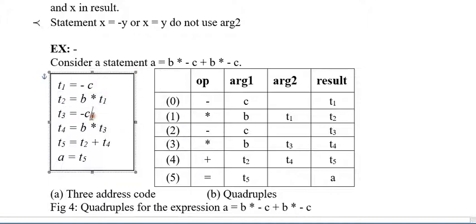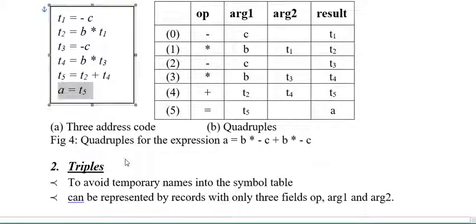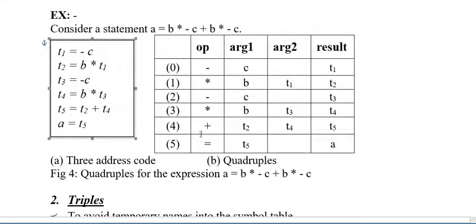Now line number 3 is the same, and then line number 4 is the same. Then the line with index 4 says the operation is plus, and the arguments are T2 and T4, and the result is stored in T5. Then finally the operation is equal to, with index 5, the argument is T5, and the result is stored in A, which is the last line. So this is the three address code, and this is the representation of quadruples.